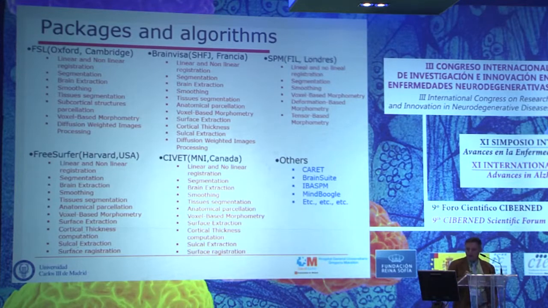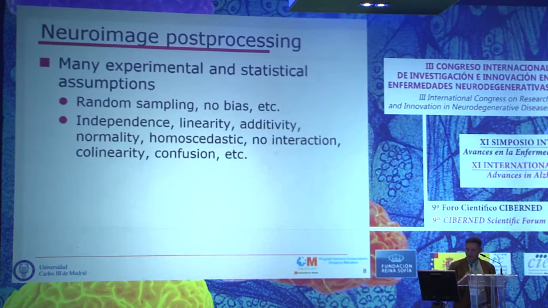And that's quite inconvenient. The reason for that is that when making this kind of processing, we have to make a lot of experimental and statistical assumptions on the problem we are studying. Some of them are typical in any kind of research. For instance, the sampling we are doing has to be random. We don't have to have bias, of course. And from a statistical point of view, we have to fulfill many hypotheses such as independence of the data, linearity, additivity, many assumptions there. And real life is usually not so simple. Things are a bit more complex.